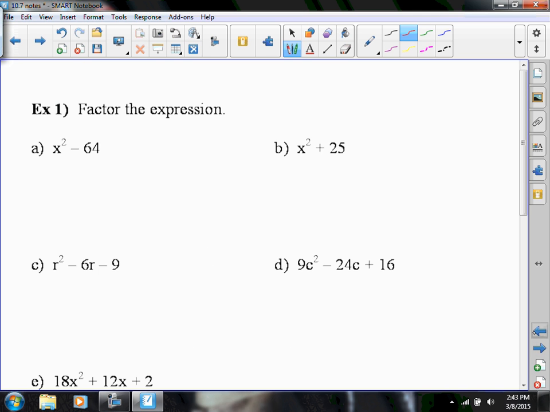Now again, for notes, I'm going to focus mostly on the guess and check method. And if you want to see the box method or the triangle method or the crisscross method, we can show you that in class.